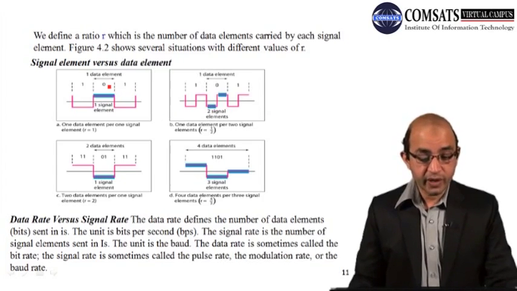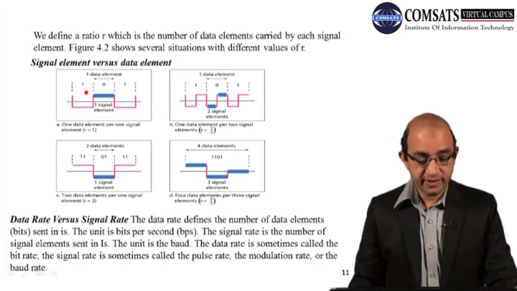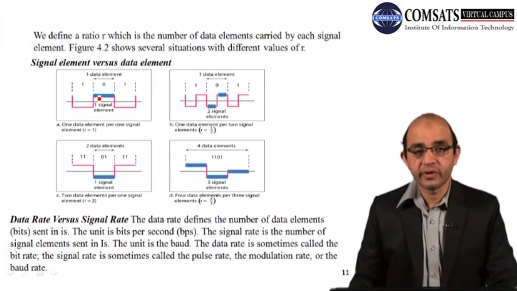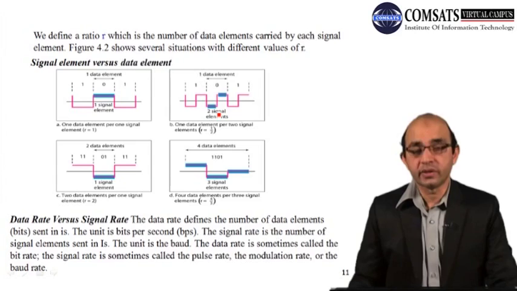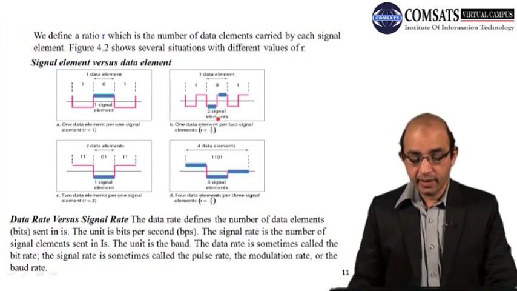So here you can see we have 1 bit, right? And this is the span, and we are using one signal element to represent 1 bit. So it means bit rate and baud rate are the same over here. One data element per one signal. So R is equal to 1, the ratio is 1 to 1. And here you can see one data element and we are using 2 signals, right? So the ratio is 1 by 2.